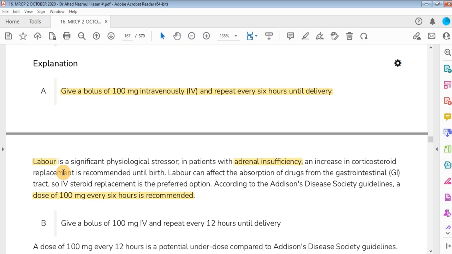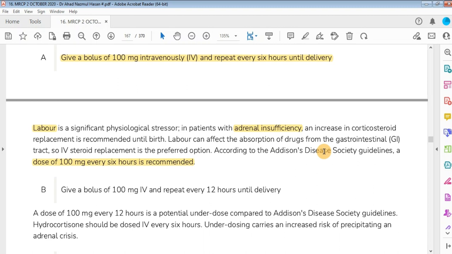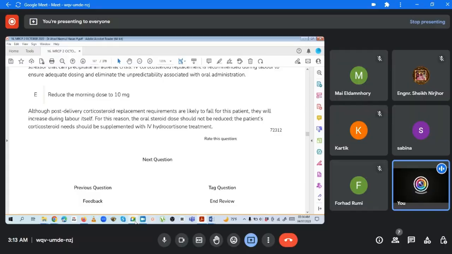Labor is a significant physiological stressor, and in patients with adrenal insufficiency, an increase in corticosteroid replacement is recommended until birth. Labor can affect the absorption of drugs from the GI tract, so IV steroid replacement is the preferred option. According to the Addison's Disease Society guidelines, a dose of 100 milligram every 6 hours is recommended. So 100 milligram IV bolus every 6 hours until the delivery of the patient.